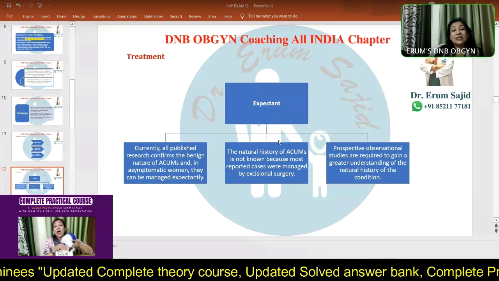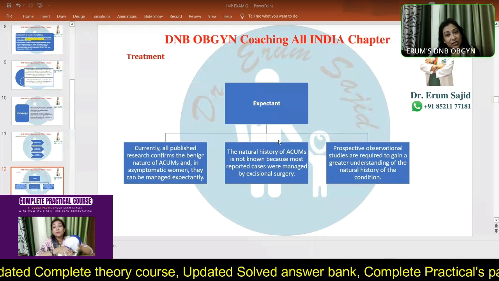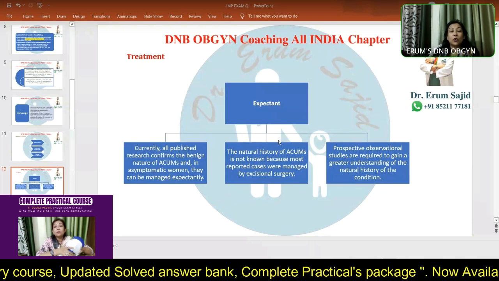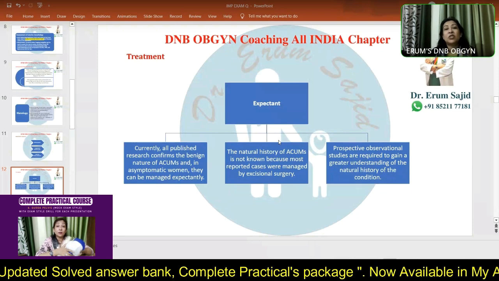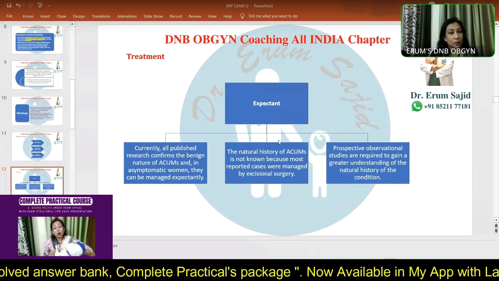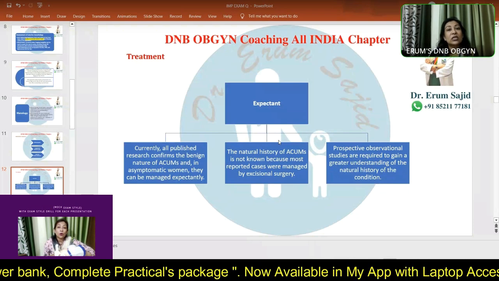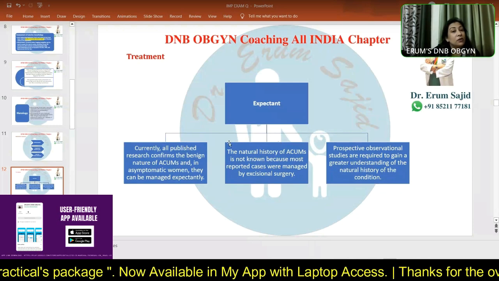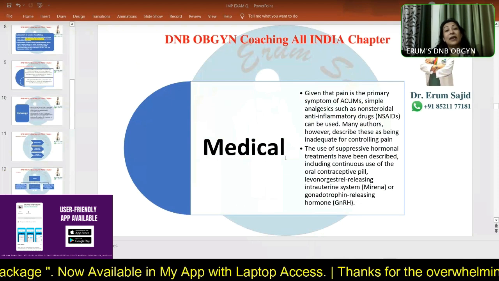So here we basically are seeing the natural history. We're observing how it grows, whether it grows or not, whether it remains the same, whether it's decreasing with time. Maybe if she's around menopause, it never is a problem later on. She's undergoing menopause and it never has a problem later on. If she insists still to take out, no problem. And here comes the medical management.